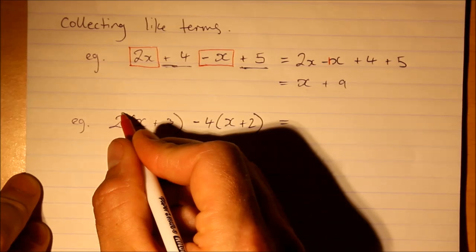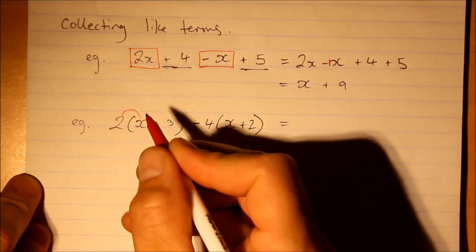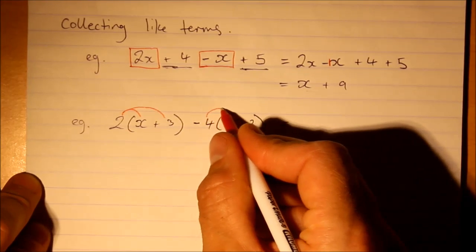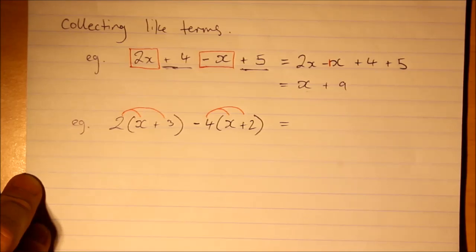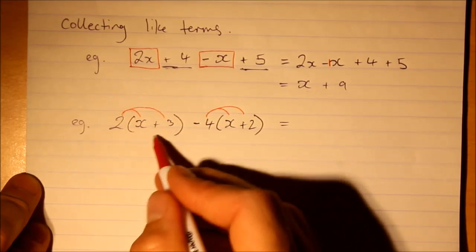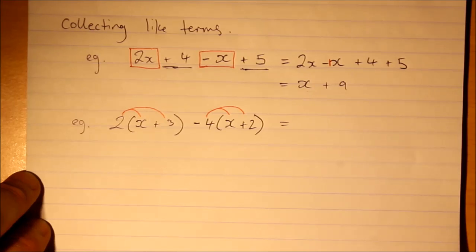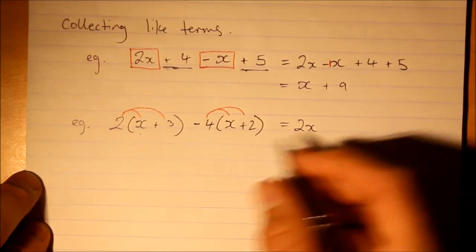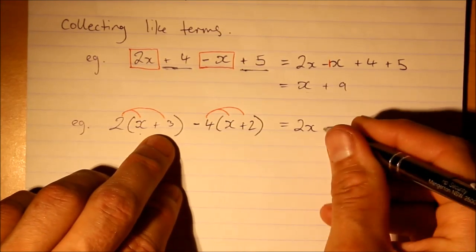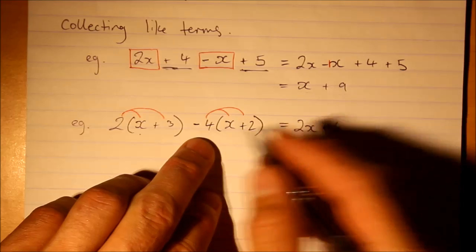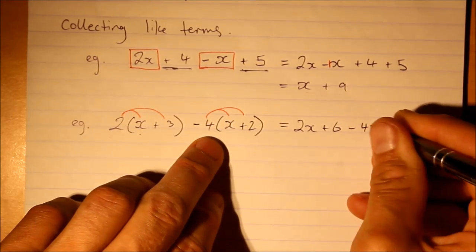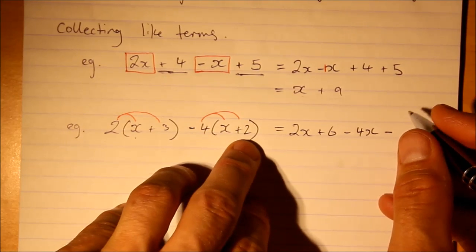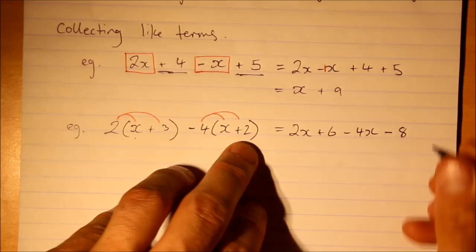When you expand brackets, you have to multiply what's outside the bracket by every term inside the bracket. Sometimes you see this type of working out just to show that in this expansion we are multiplying. So we have 2 times x gives us 2x, and 2 times 3 gives us 6. Minus 4 times x equals minus 4x, and minus 4 times 2 is minus 8.